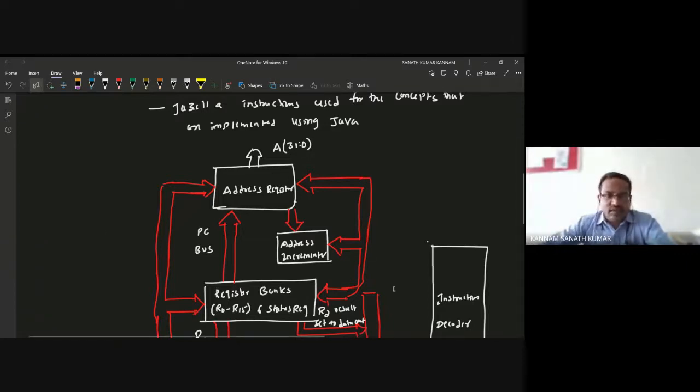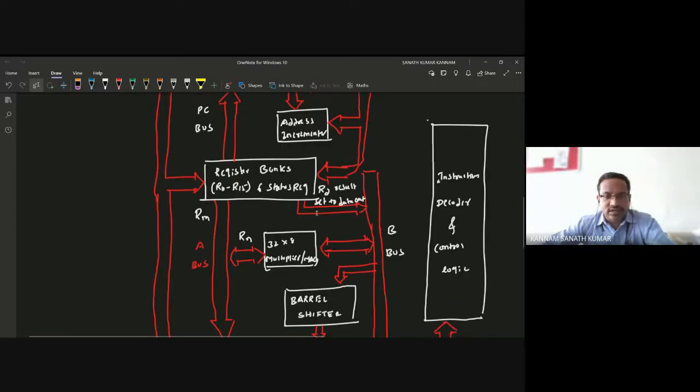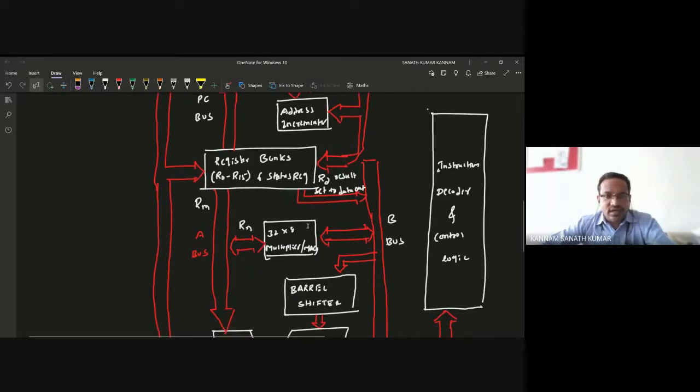Here these are the register banks. In the register banks, you have R0 to R15, so a total of 16 registers, and 6 status registers, which are in the CPSR, the current program status register. If you see this side, you have two buses. One is the A bus, and another one is the B bus.